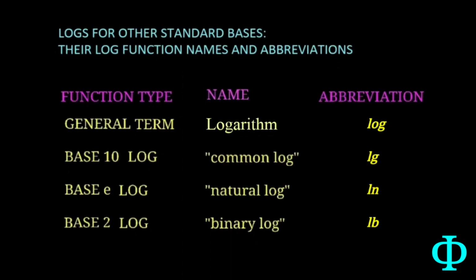Log is a general abbreviation that is assumed to refer to base 10 unless otherwise specified by a subscript. The log, base 10, of a number is called the common log, and its function is abbreviated Lg when it needs to be differentiated from other bases. The log, base e, of a number is called the natural log, and its function is abbreviated Ln. The log, base 2, of a number is called the binary log, and its function is abbreviated Lb. When writing functions Lg, Ln, or Lb, we need not write the base subscript, because it is understood as being incorporated into the abbreviation.